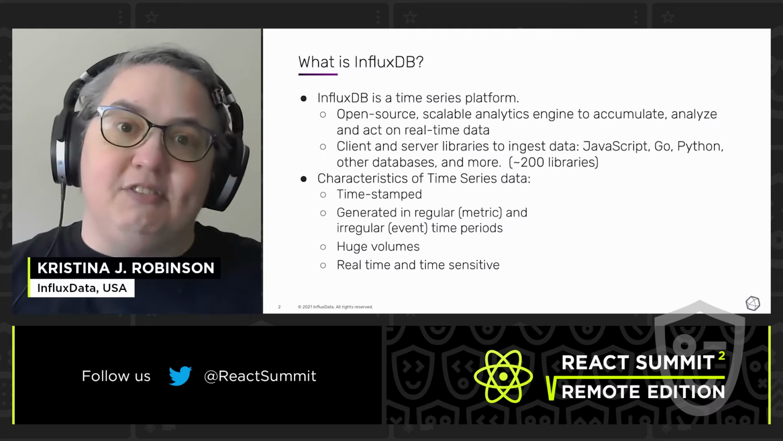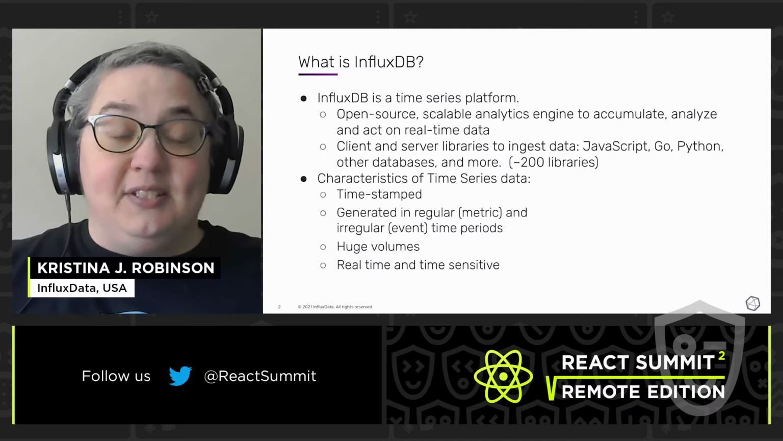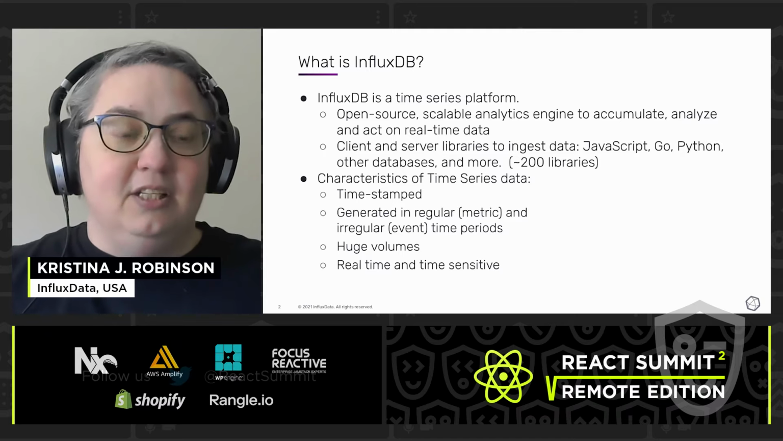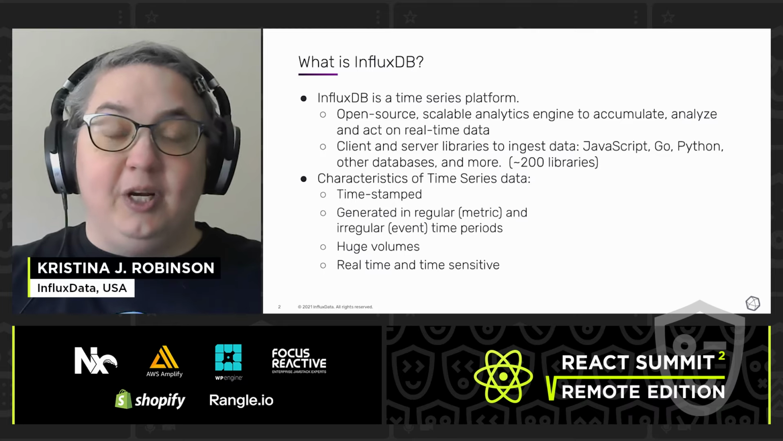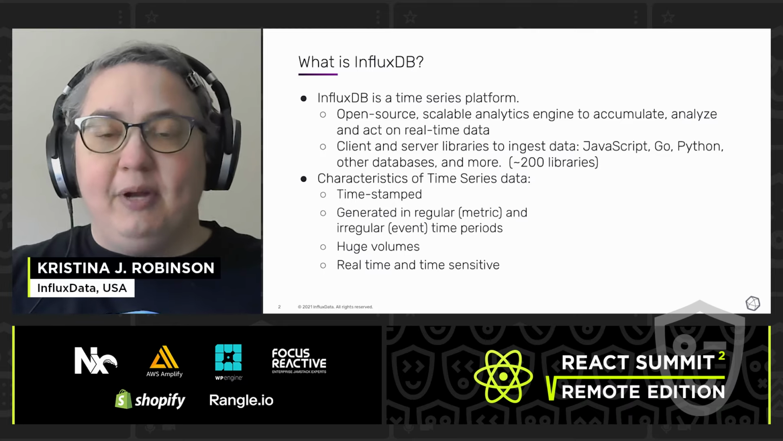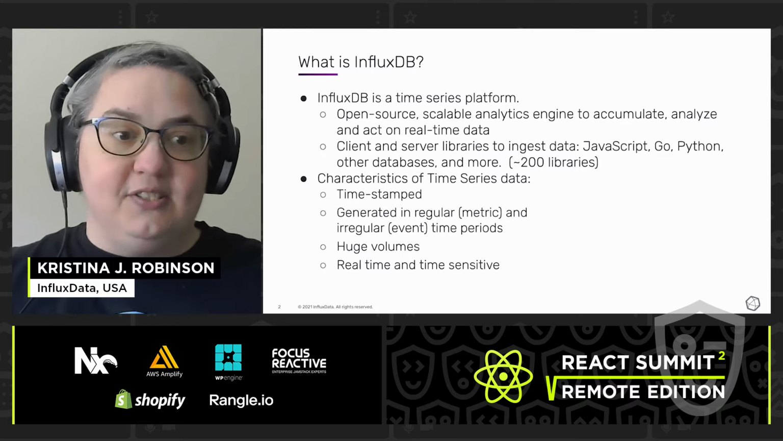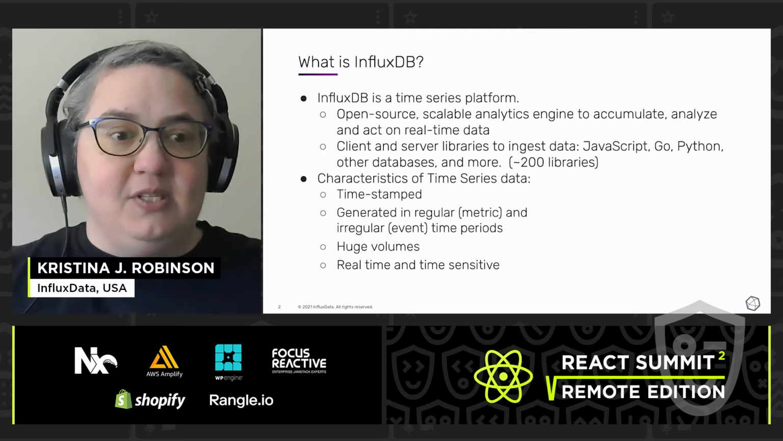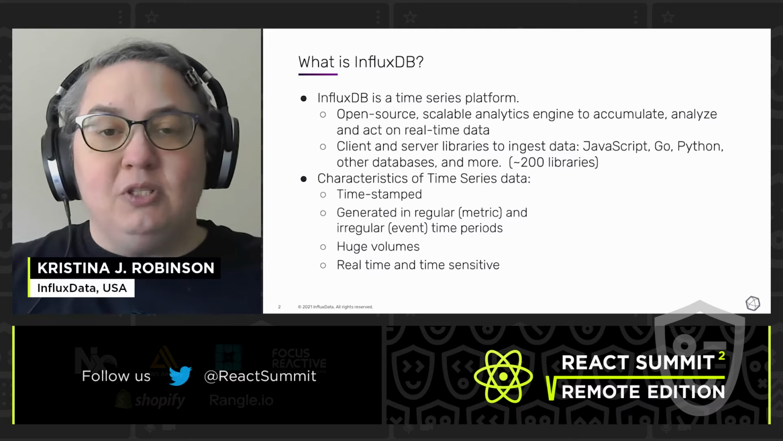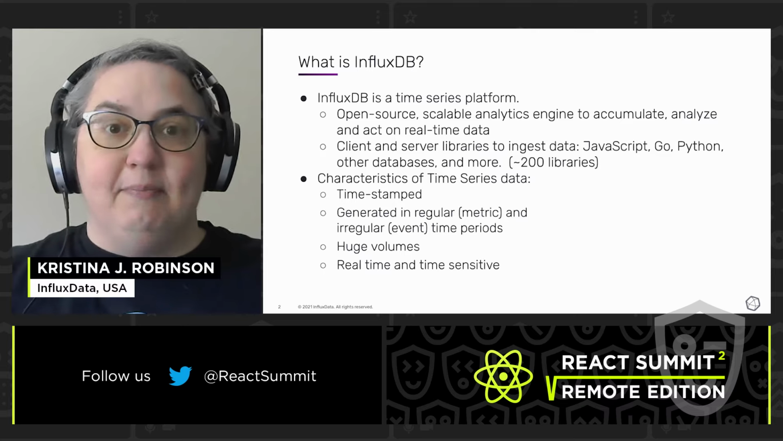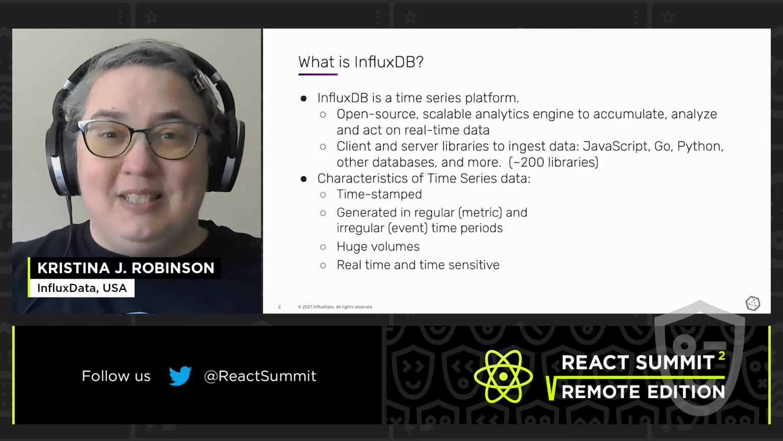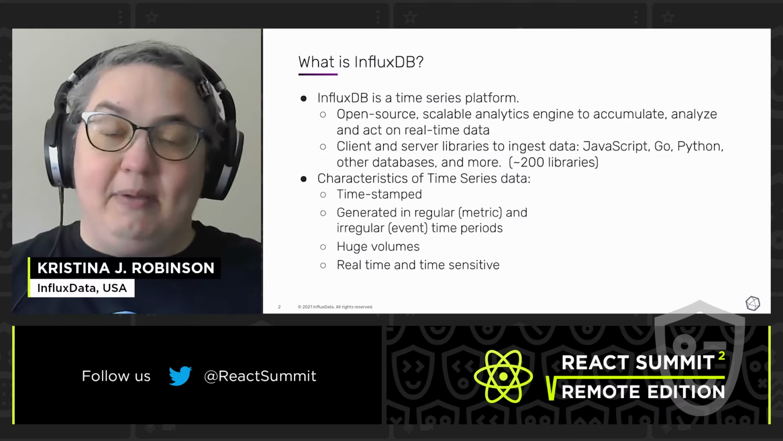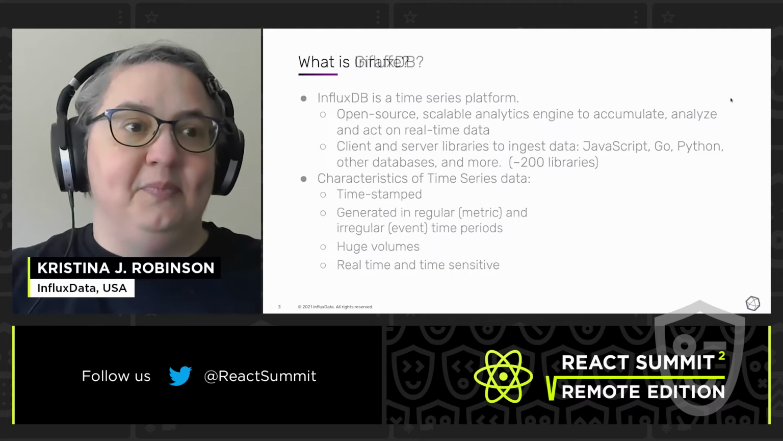What is the characteristic of time series data? Basically, it's timestamp data. It can be generated in regular intervals, such as metrics, or irregular time periods, such as events. We have really high volumes, and the data is most valuable in its real-time version. So it's time sensitive. After 30 days, the data may not be relevant anymore.